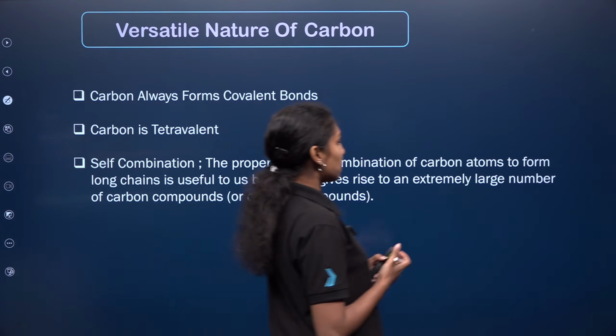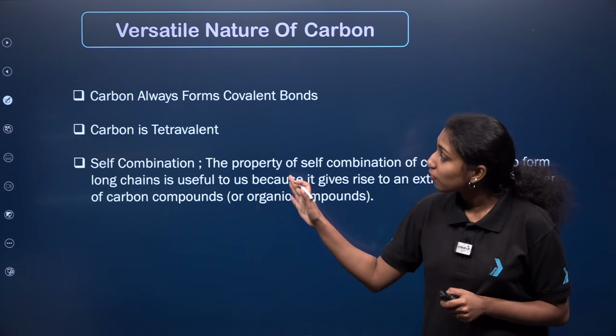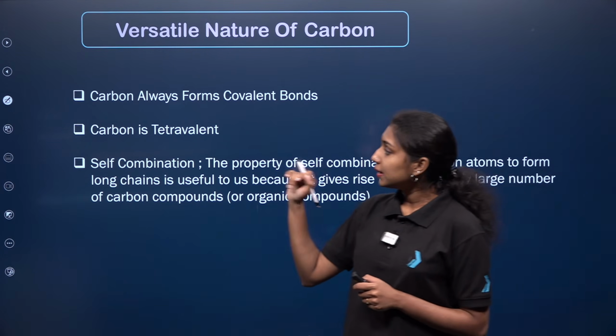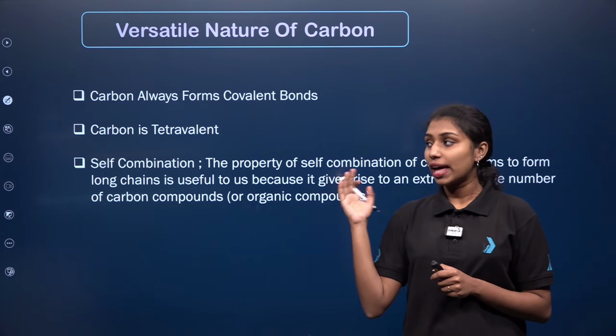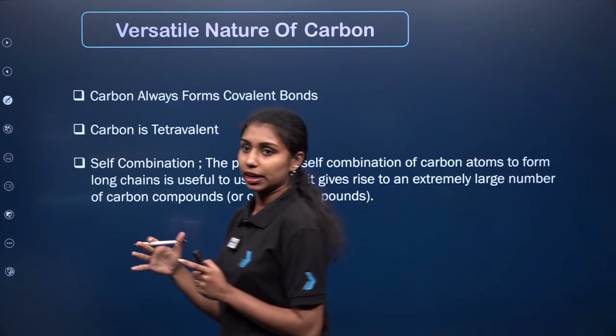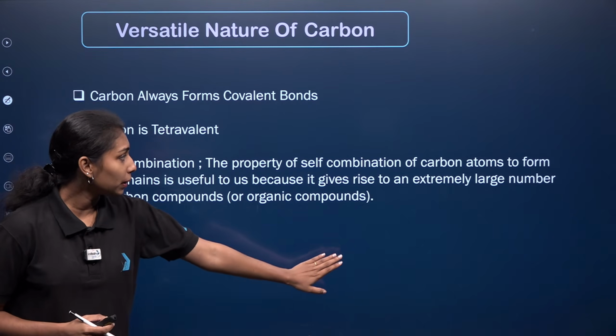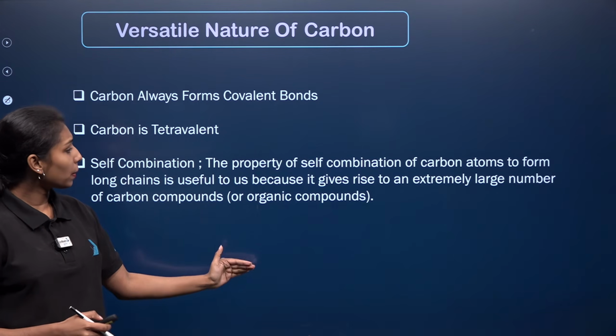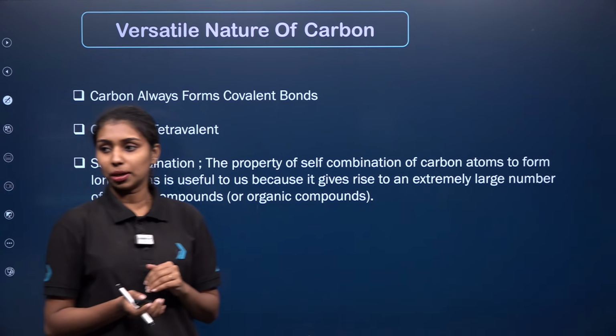So again the terms are repeated here. First, carbon always forms covalent bonds by sharing electrons, right? Then carbon is tetravalent, with a valency of 4, and it has the self-combination property. The self-combination property is known as the catenation property, right? Just repeating the same topic here for the versatile nature of carbon.